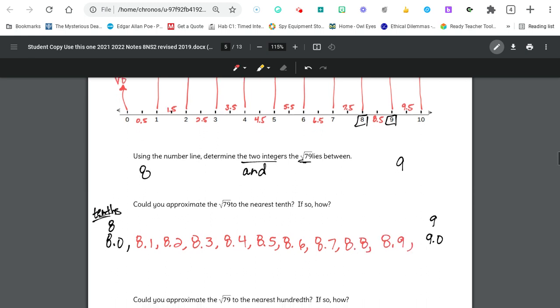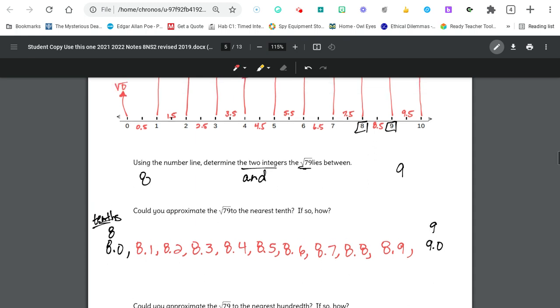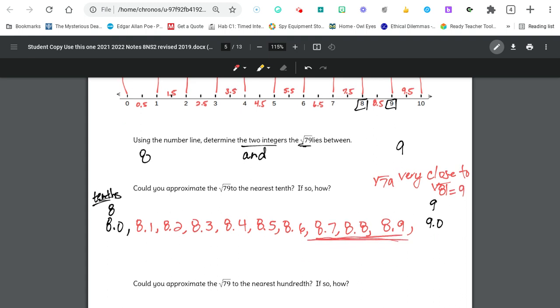And then we're just going to check the ones that are closer to 9, because the square root of 79 is very close to the square root of 81. And the square root of 81 is 9. So let's start checking on this end. You don't have to check all of these. So let's start off with 8 and 7/10 squared.